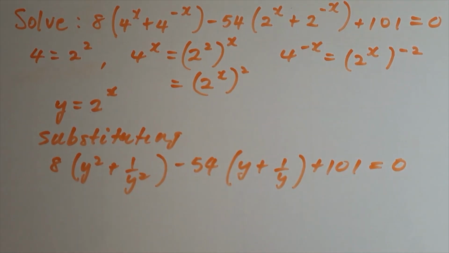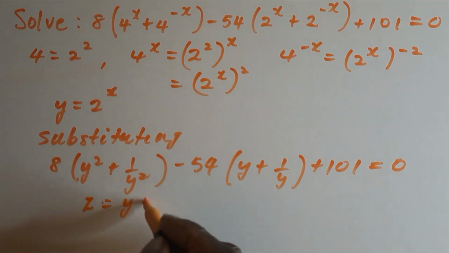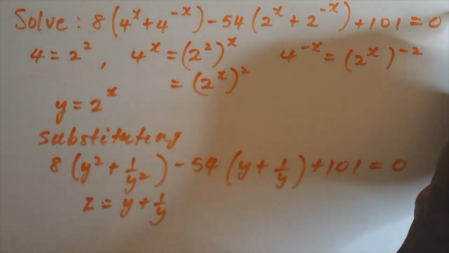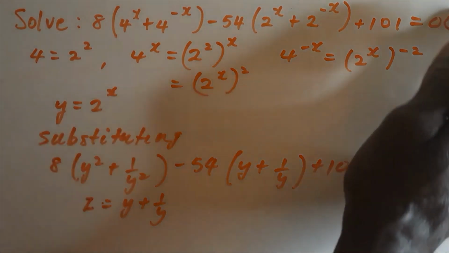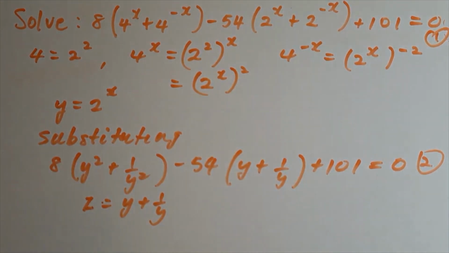But further to this, in order to simplify this, we can make another substitution. We can let z, sorry, as equal to y add 1 over y. So we can simplify our second equation. So this is the original, and we have here in y, and now we have a substitution with z.